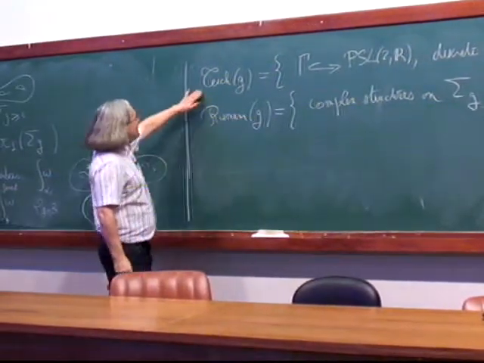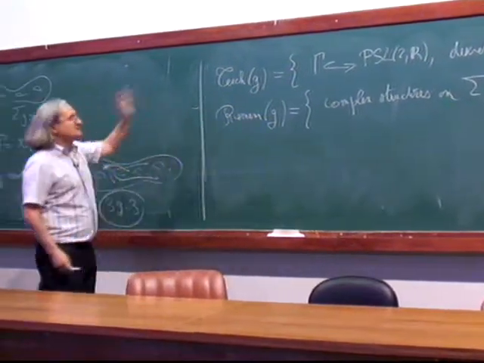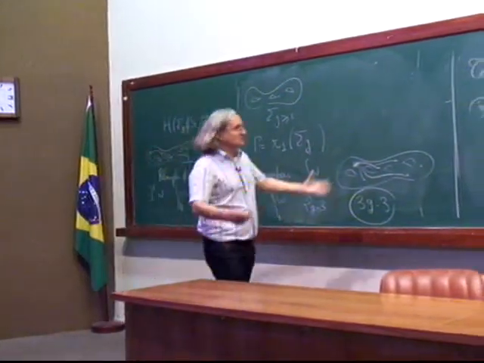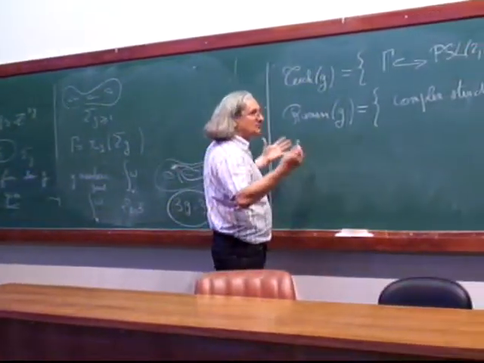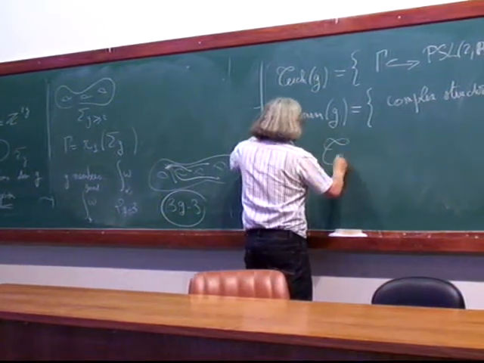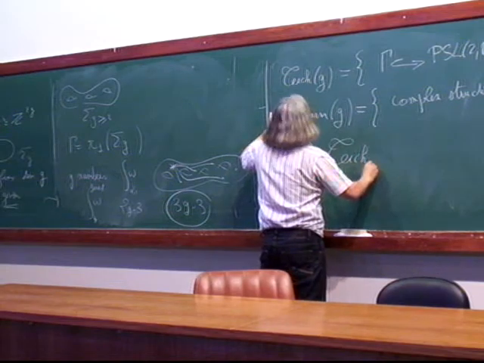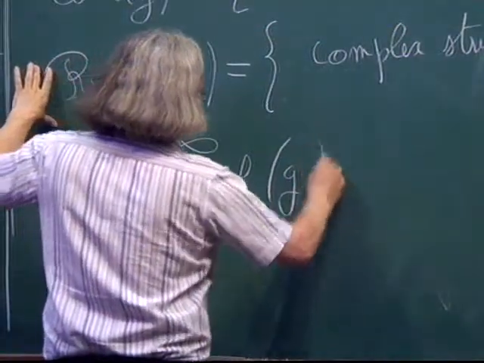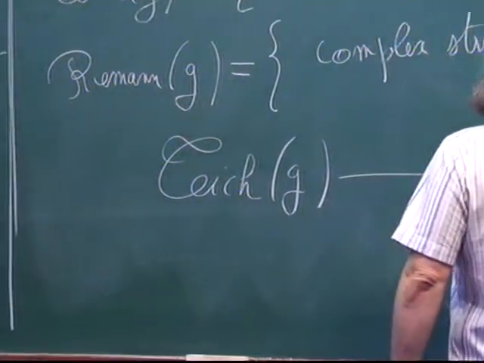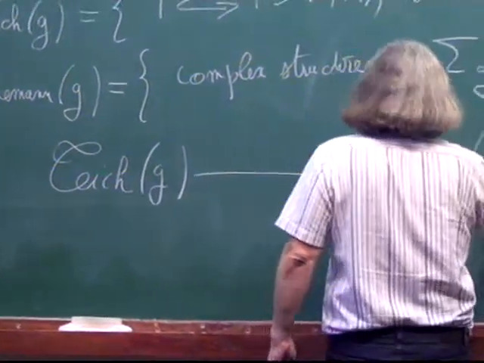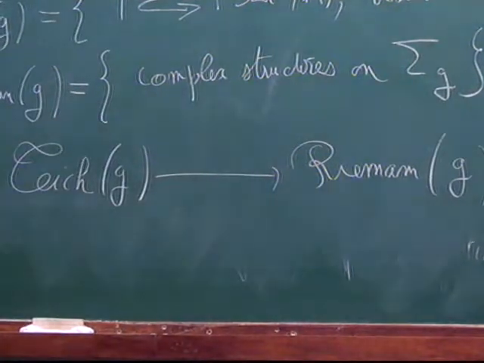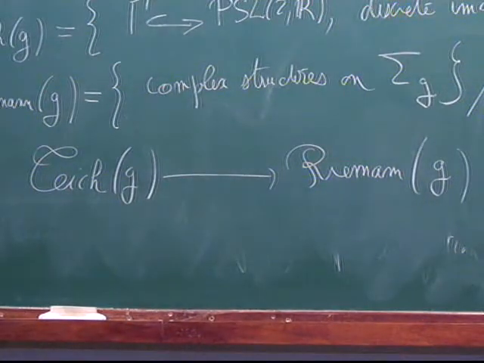Now, concerning that, we will discuss that next time. But now I want to show you the main part of the continuity principle. We have a map from the Teichmüller space of G to Riemann space. And this map is really analogous to the Schwarz-Christoffel map.